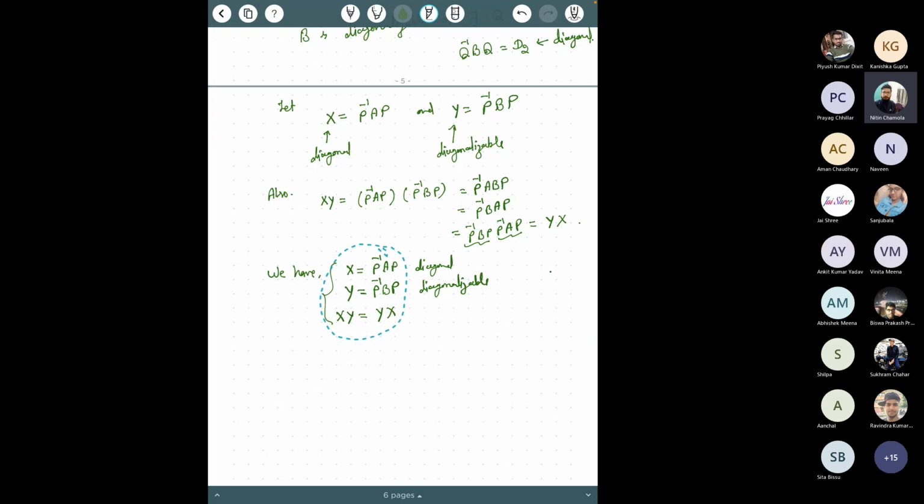So what else can we say? If not exactly diagonal, what can you say about Y? If you use exactly the same proof, that means you multiply XY and compare both sides, you will see that Y is not exactly diagonal, but it is block diagonal.